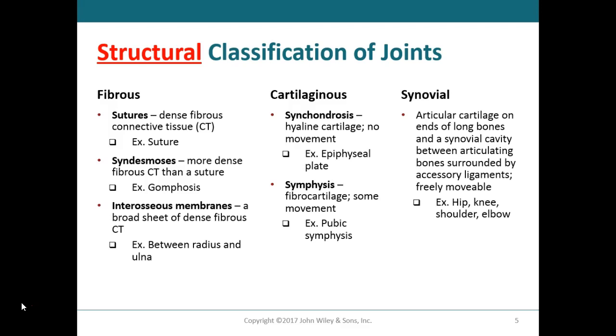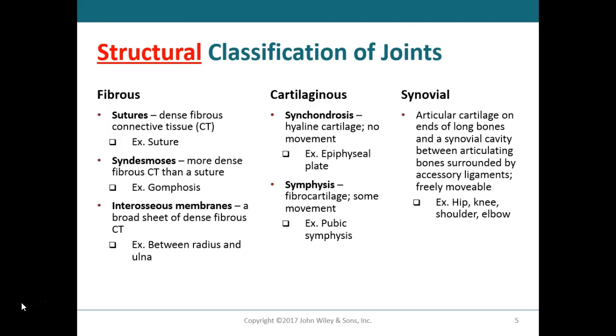A symphysis, as we mentioned a while ago, is also made up of cartilage, and your symphysis is going to allow for very limited movement. An example of this, of course, is the pubic symphysis. And then our final structural classification of joints are the synovial joints.